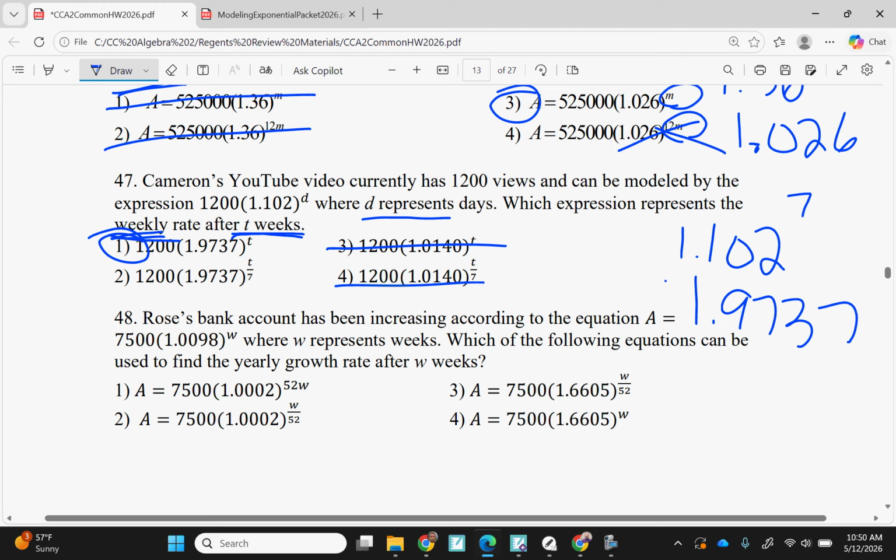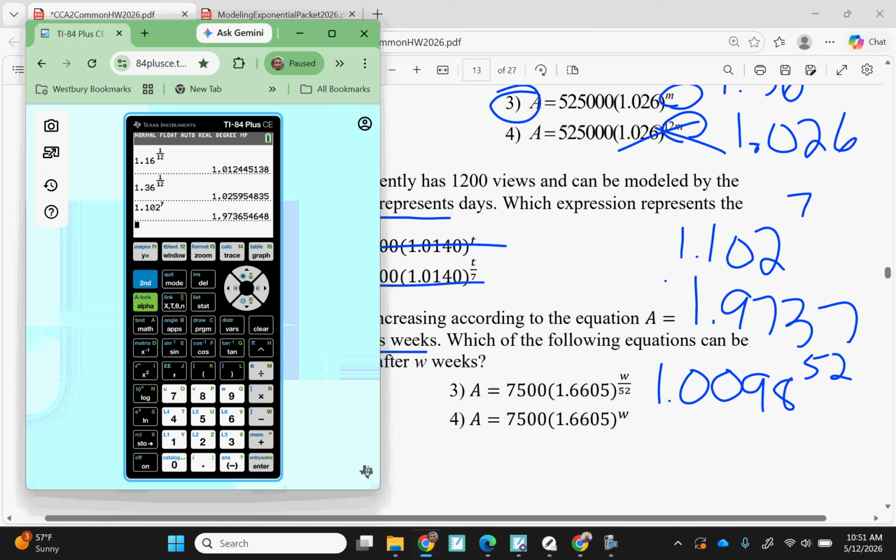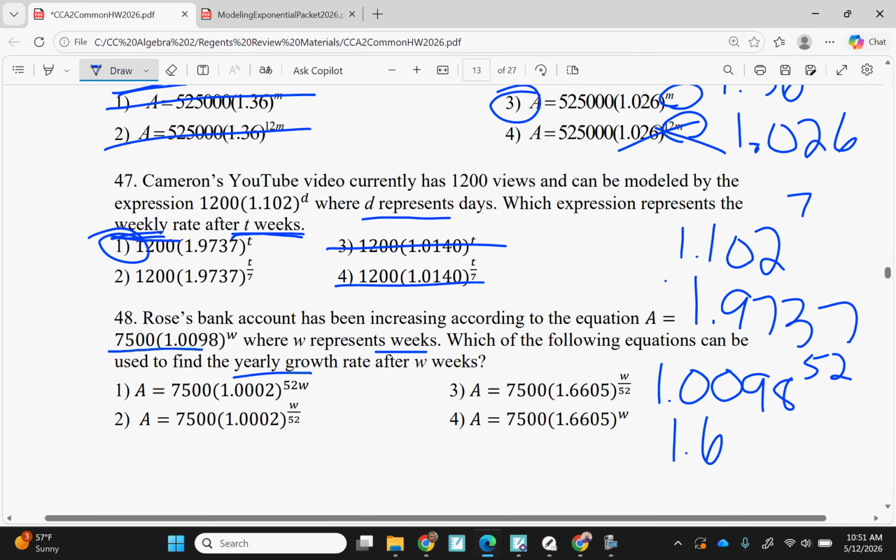48, I've got an equation that represents the weekly rate. I want the yearly rate. So because the time frame is increasing, fill step 1, I'm raising to the n power. There's 52 weeks in a year. So I do 1.0098 to the power of 52. And I get 1.66505. So now I ask myself, what does the variable represent?